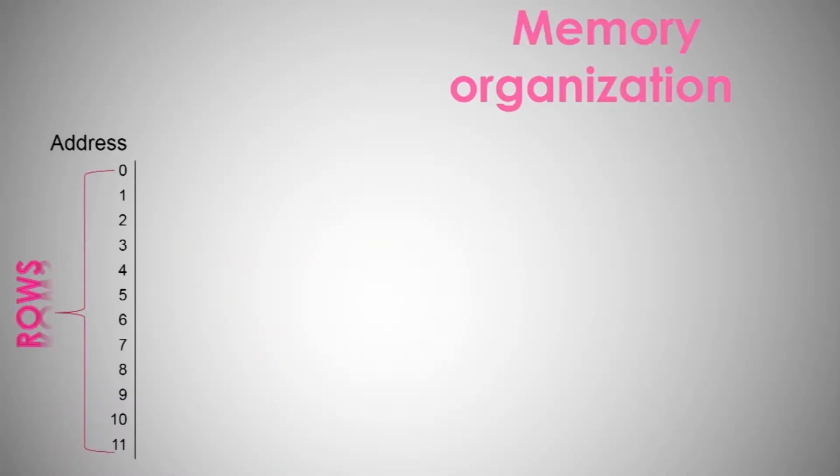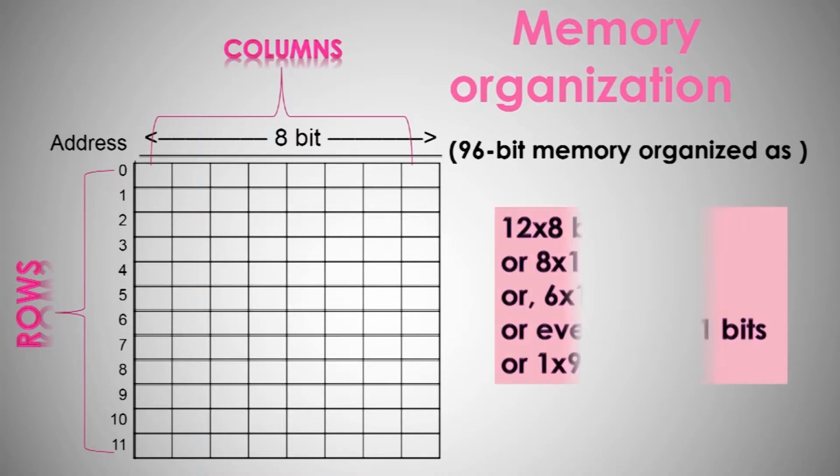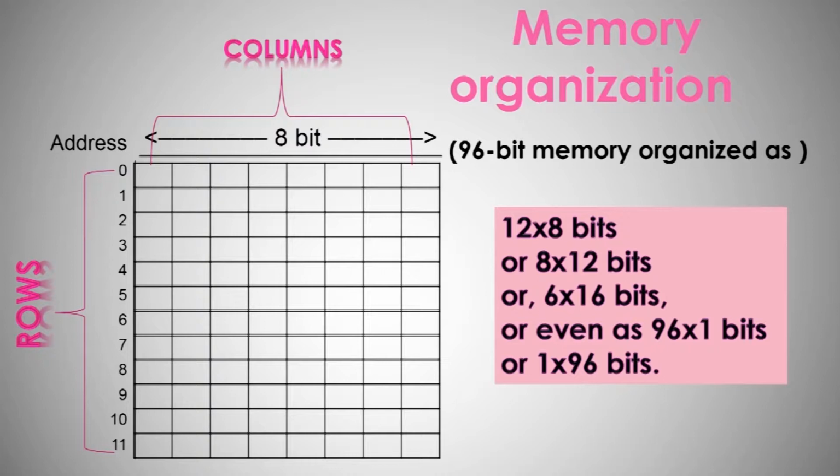Memory can be considered to be organized in a collection of rows. Each row represents a memory location. Typically, this is equal to the word size of the architecture. In general terms, data within main memory can only be read or written as a single row, a memory location at a time. For a 96-bit memory, memory can be organized as 12 by 8 bits, or 8 by 12 bits, or 6 by 16 bits, or even as 96 by 1 bits or 1 by 96 bits.